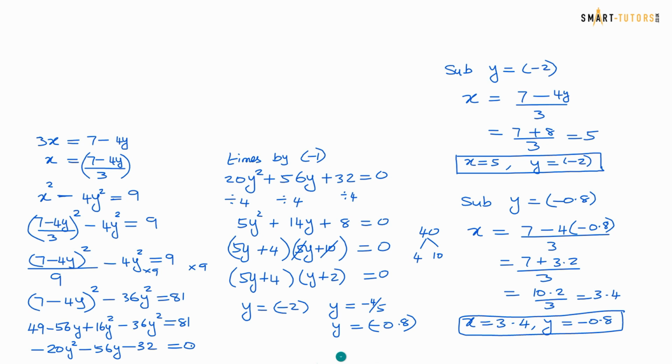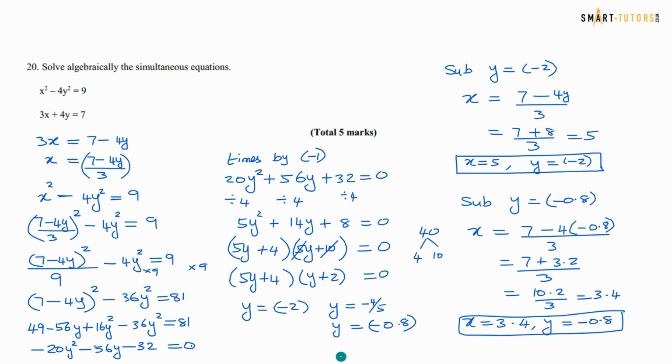Question number 20. This is solving algebraically simultaneous equations. This time they have given a little bit tougher question, because the linear equation usually comes as a standard equation, but this time it comes as a fraction. So 3x equals 7 minus 4y, x equals 7 minus 4y over 3. So you substitute that into the quadratic expression.